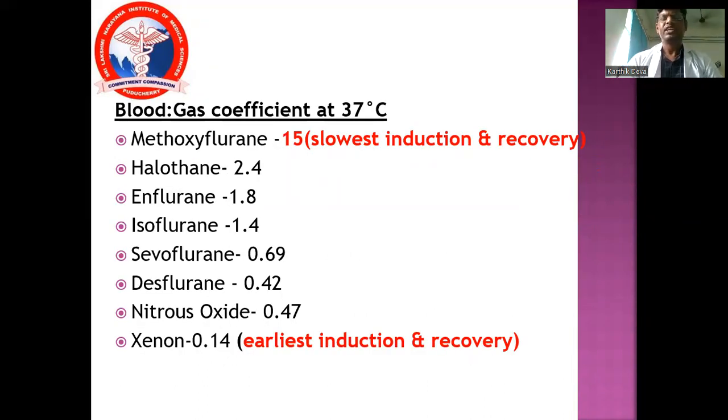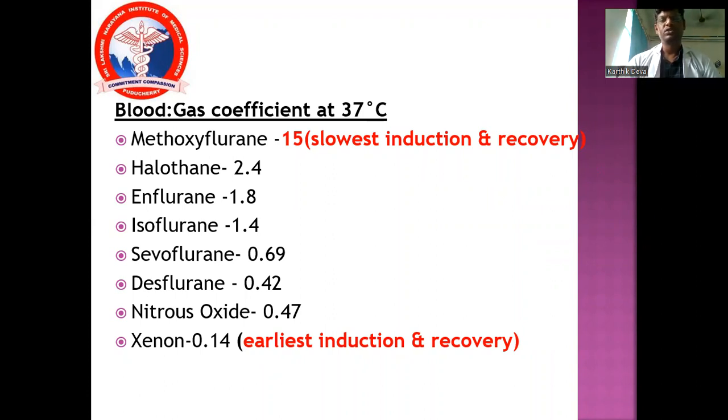This slide shows various blood gas coefficients at room temperature. Methoxyflurane has 15, which has the slowest induction and recovery, whereas halothane has 2.4 and xenon has 0.14, which has the earliest induction and recovery. But xenon is under investigation. Nitrous oxide has 0.47, desflurane has 0.42, sevoflurane has 0.69, isoflurane has 1.4, enflurane has 1.8, halothane has 2.4. So among these, sevoflurane has 0.69, which is in use, and desflurane has 0.42.